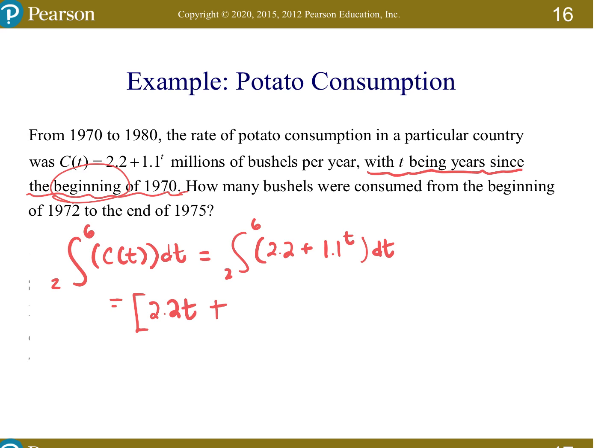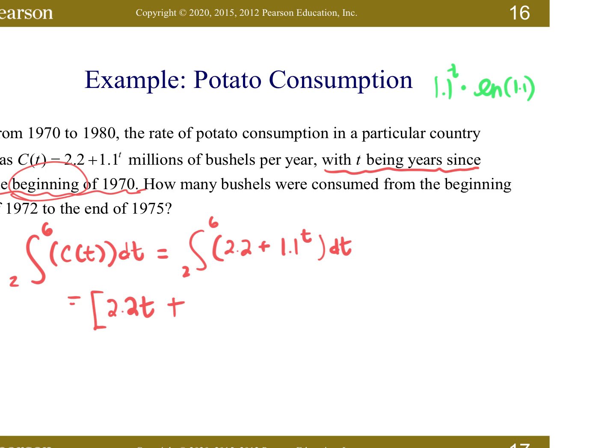It's exponential. Do you remember how to do the derivatives of exponentials? The derivative would have been 1.1 to the t times the natural log of 1.1, and also times the derivative of t, which is just 1. So if I'm going to do the antiderivative, I do the reverse: 1.1 to the t divided by the natural log of 1.1, and the number 1, which is irrelevant, plus c.